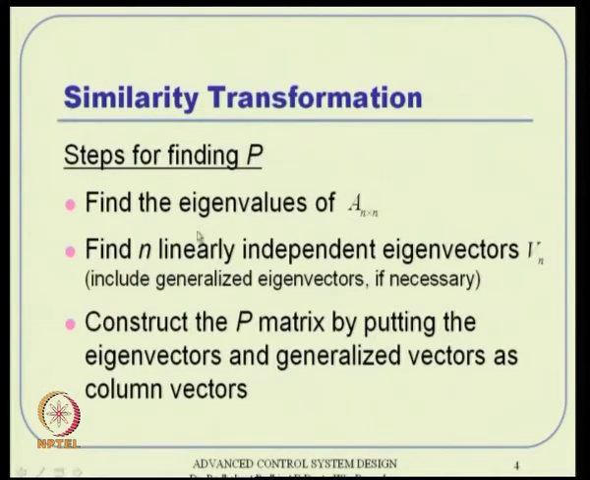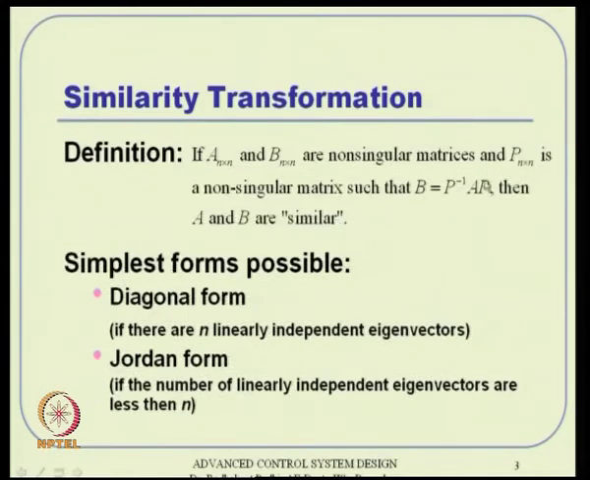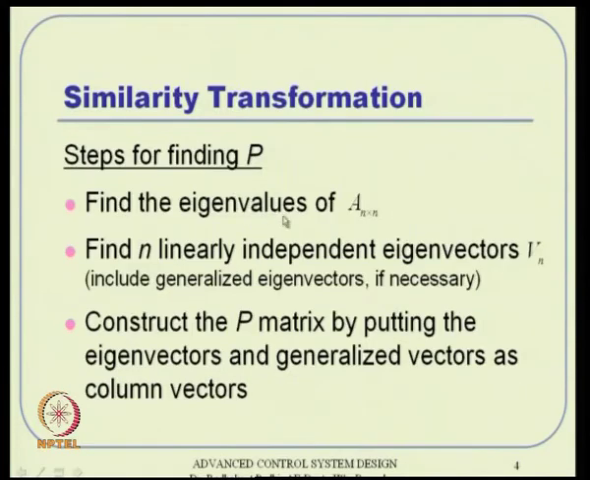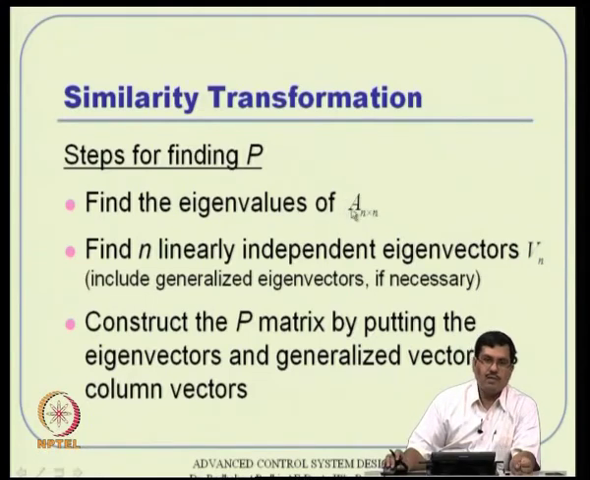And the steps for finding this P: how do you find this particular P? First of all, you have to find the eigenvalue and eigenvector pairs for the A matrix. So, you find the eigenvalues first and then go ahead and find the n linearly independent eigenvectors. If the eigenvectors are not enough, you can include generalized eigenvectors. Remember, these are like eigenvectors, and generalized eigenvectors are guaranteed to be linearly independent of the regular eigenvectors. So, you go ahead and find n linearly independent eigenvectors.